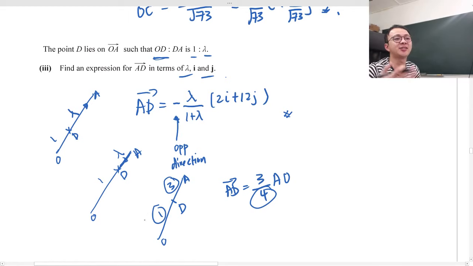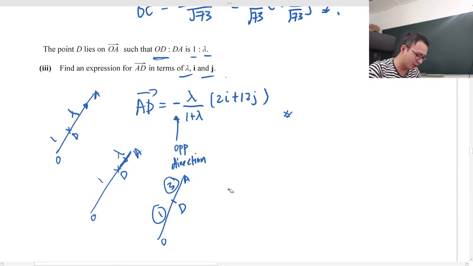So the logic is still the same. Because the AD over here is lambda, and AO will be lambda plus 1. So I will say lambda over lambda plus 1. So this is the easiest way of understanding it. If you still cannot understand, you should go back to revise the vector topics.